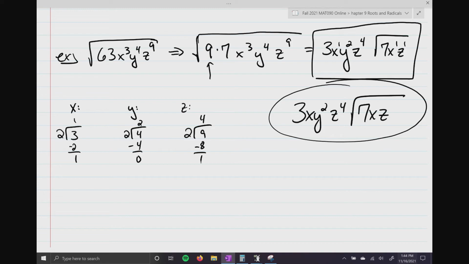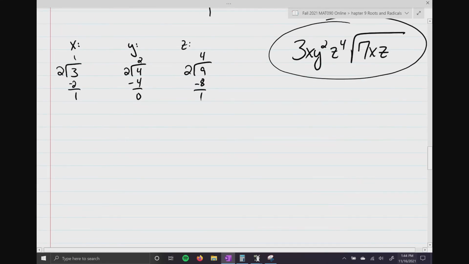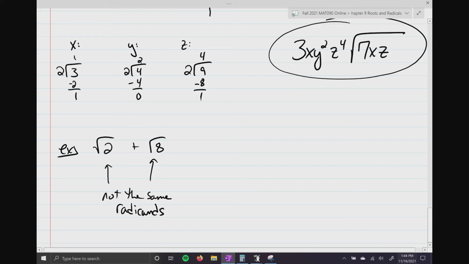In other words, our goal at the end of the day is going to be something like this. We want to be able to add the square root of 2 plus the square root of 8. Now, right now, you can't add these together because they're not the same radicands. We want them to both be the square root of 2 or both be the square root of 8. That's not the case.